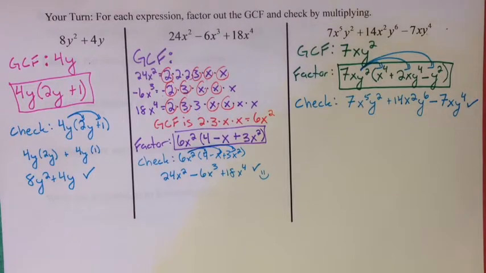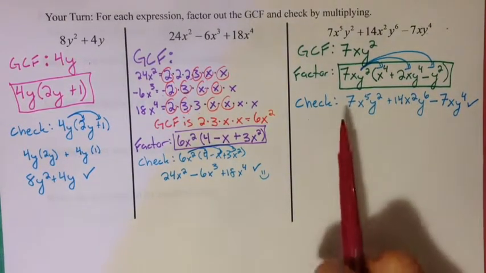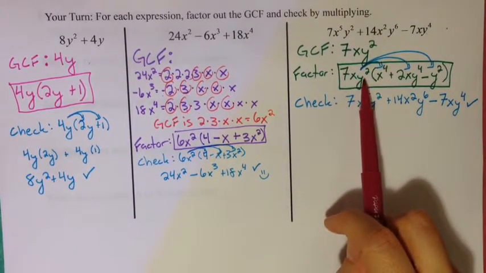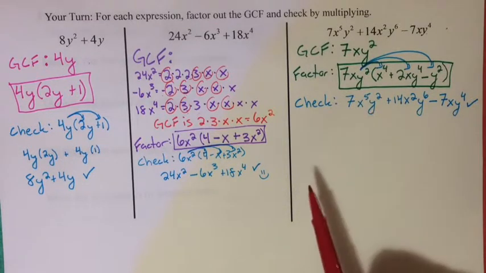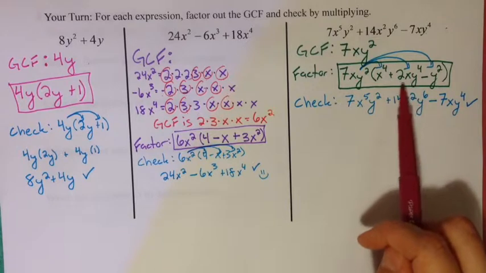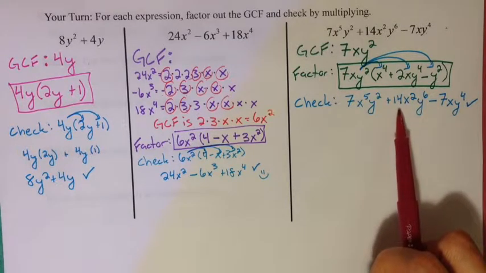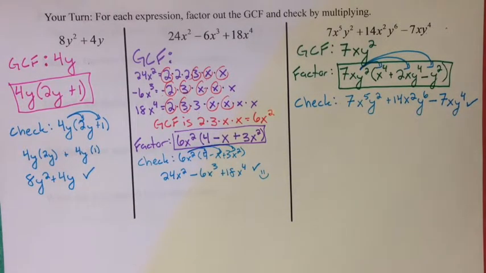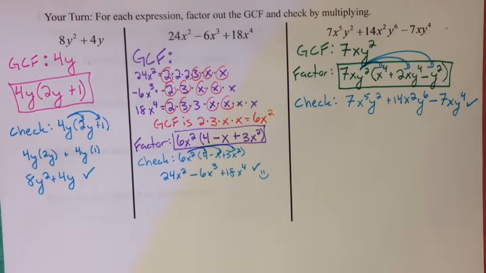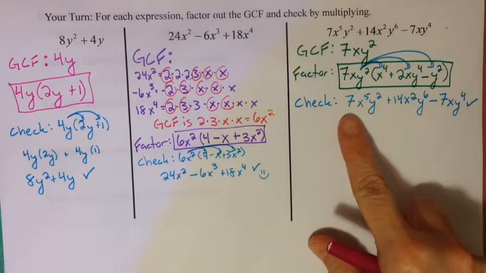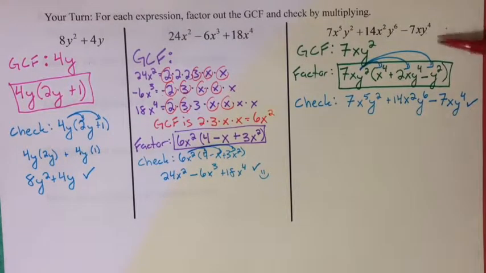Lastly, I'll go ahead and check my factorization by multiplying it back out. 7xy squared multiplied by x to the 4th is 7x to the 5th y squared. When I multiply by 2x y to the 4th, I get my 14x squared y to the 6th. And notice that when I multiply by negative y squared, I get that negative sign back that I needed on the last term, which gives me negative 7x y to the 4th. So sure enough, when I multiply it back out, I get the same thing that I started with, which means that this is a correct factorization.